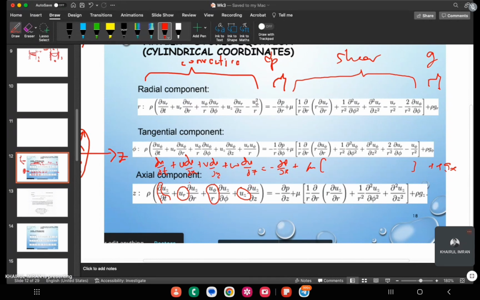Okay. Next is x component. And after that, they change to y component and they change to z component. Now here, they change to r component, change to theta component, and change to z component. So the same, no different. And here is del p over del z. For this case, almost the same. Okay. This is del p over del x. For this case, is z component del p over del z.